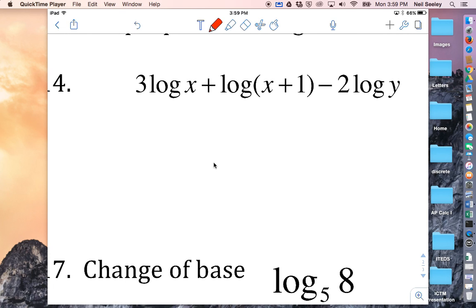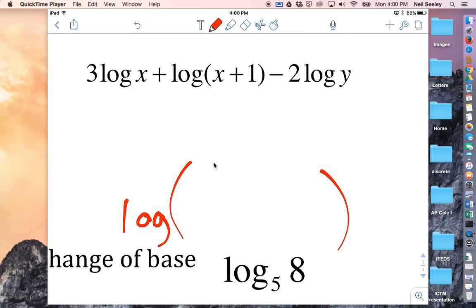Here we are condensing logs. To condense logs means when you're done, you're going to have a single log. Do not write the log repeatedly at any time. It's just one log, since they're all the same base 10, even though it's not written. Anything added goes in the numerator, anything subtracted goes in the denominator.